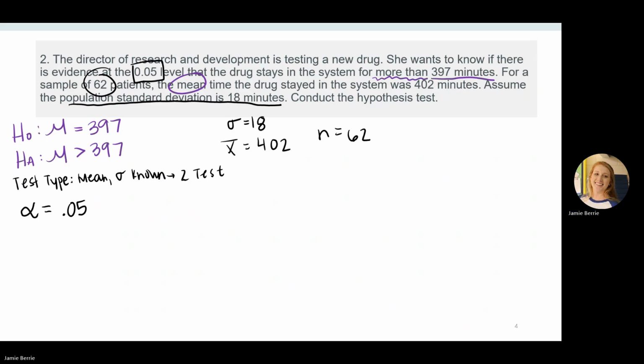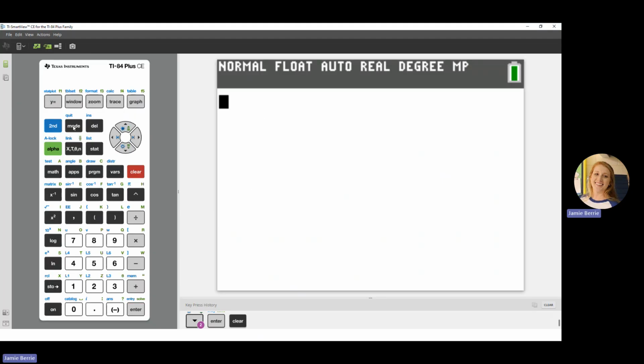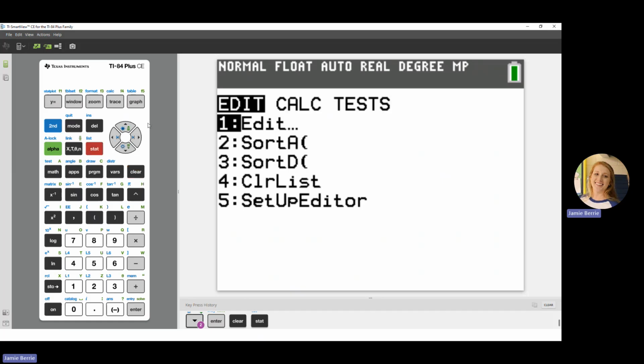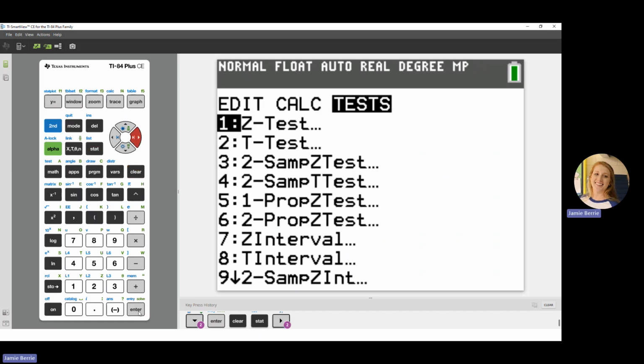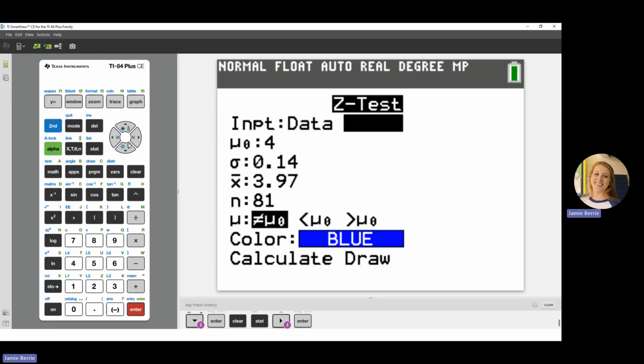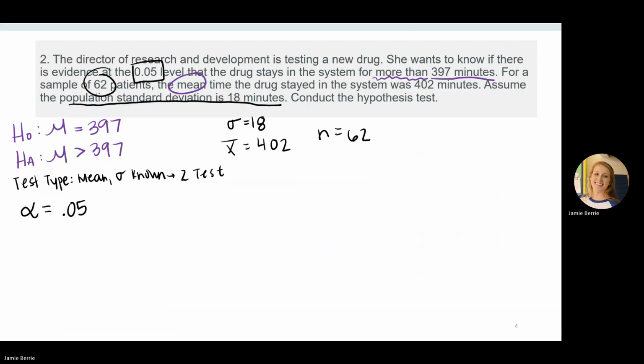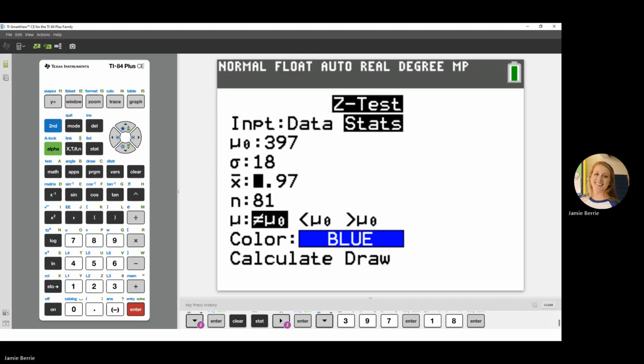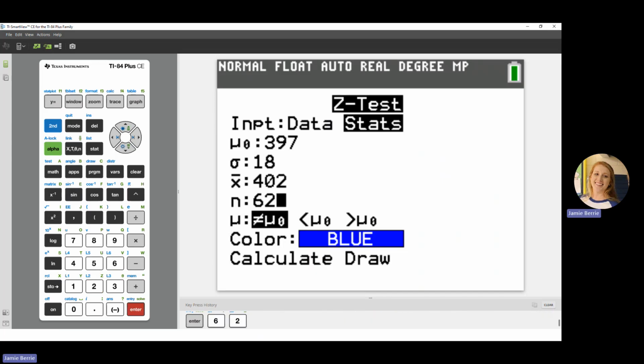All right. Let's grab our calculator. The hypothesis tests are very straightforward to do on the calculator. Again, you just go to stat, go over to test, and select the correct test, so z-test. Then you just type in the information: 397, the value that's currently believed to be true, 18, our population standard deviation, X bar was 402, and then sample size was 62.